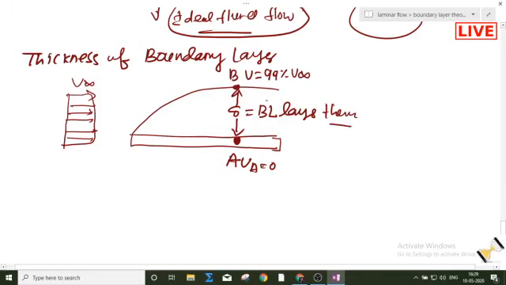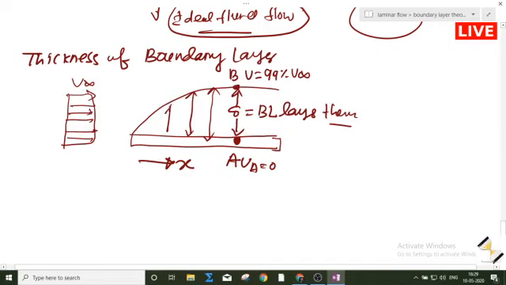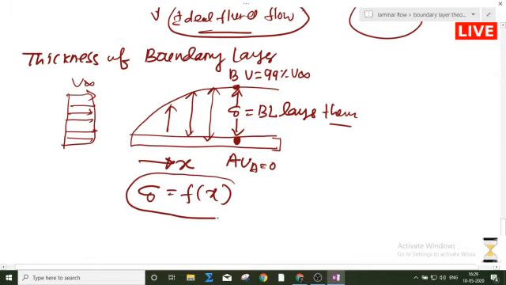Observe this: is the boundary layer thickness constant? No, it is changing with the distance along the plate. If you move along the length of the plate, in the x direction, the boundary layer thickness keeps on changing. So I can conclude the boundary layer thickness is a function of x.